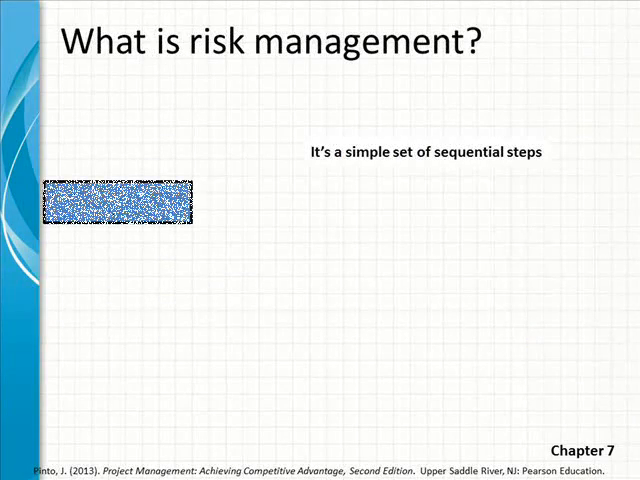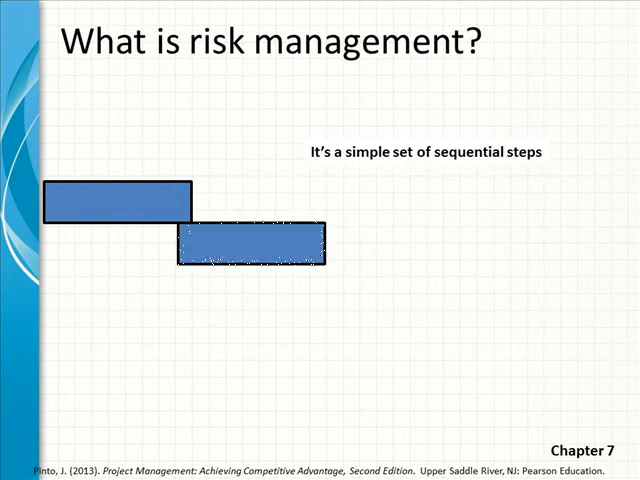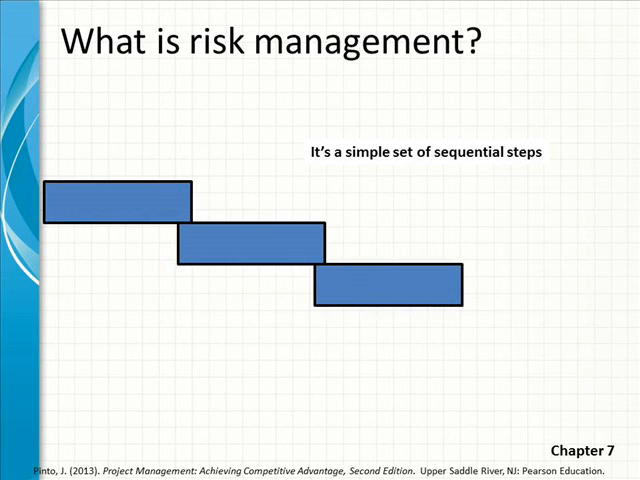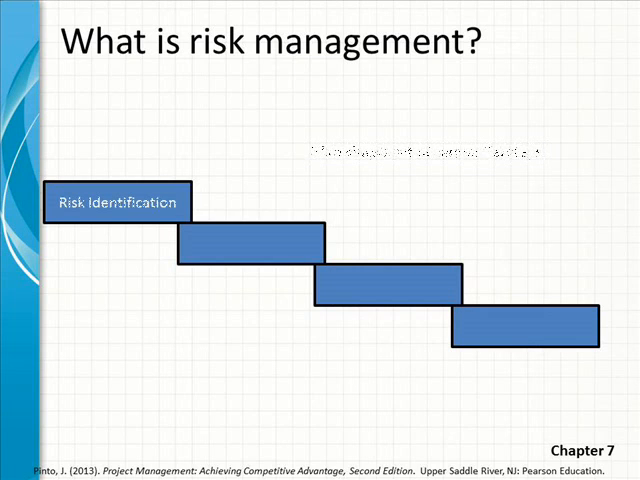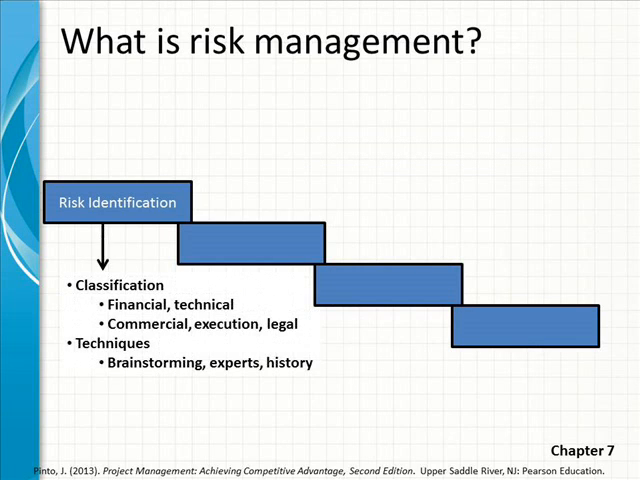So what is risk management? Well, just as we saw earlier, it's a simple set of sequential steps. And it all begins with risk identification. And that's where we classify risks. Maybe they're financial or technical, commercial, execution or legal in nature. And then we have different techniques to help us identify risks, such as brainstorming, using experts, or reviewing history.